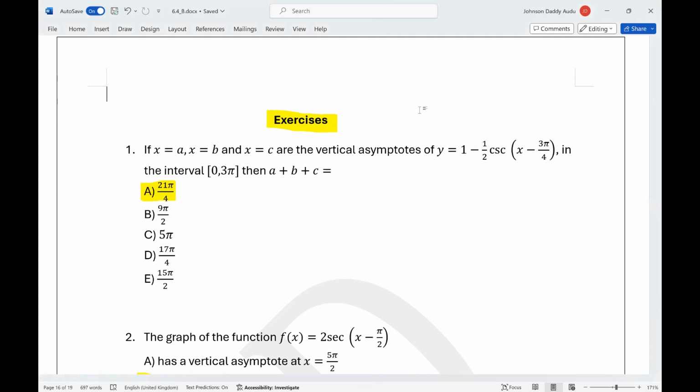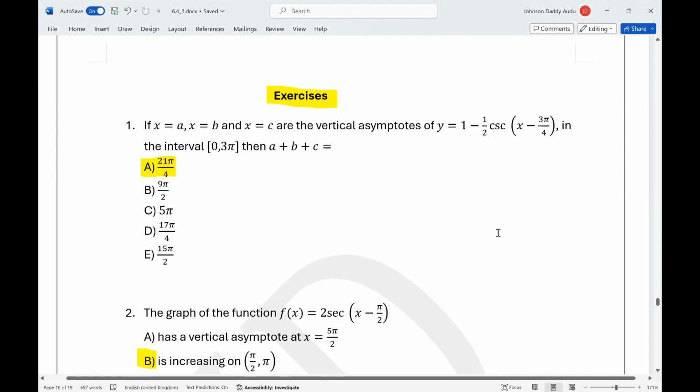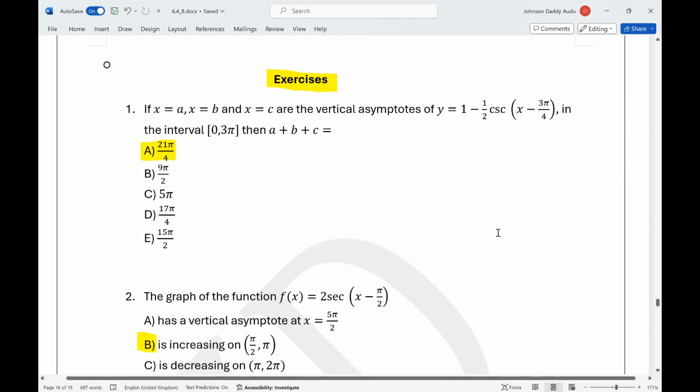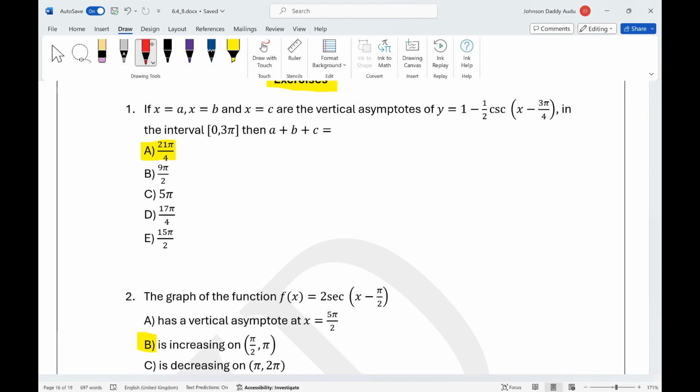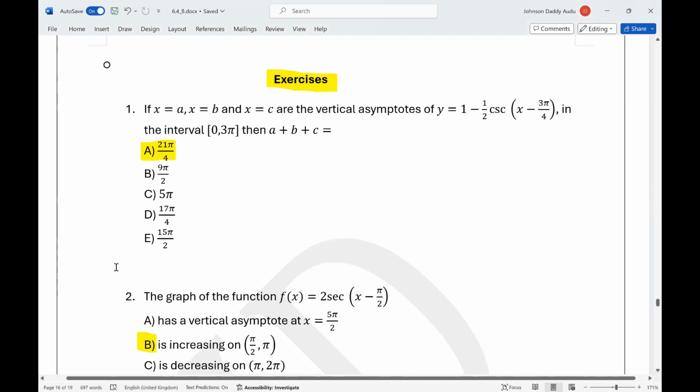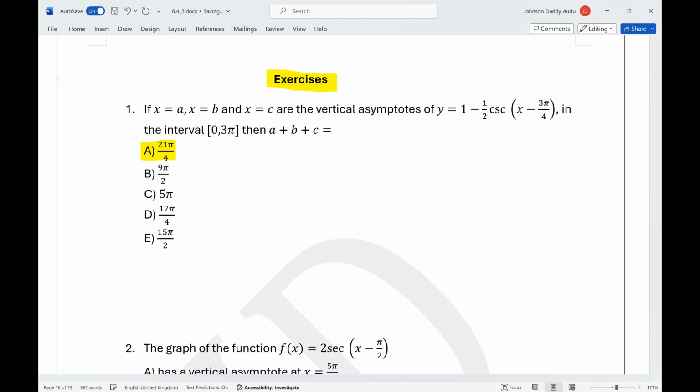All right. So welcome viewers. Here we'll be looking at some exercises for section 6.4. And the first one is asking us to find the vertical asymptotes of the function y equals to minus cosec. So how do we solve this kind of question?